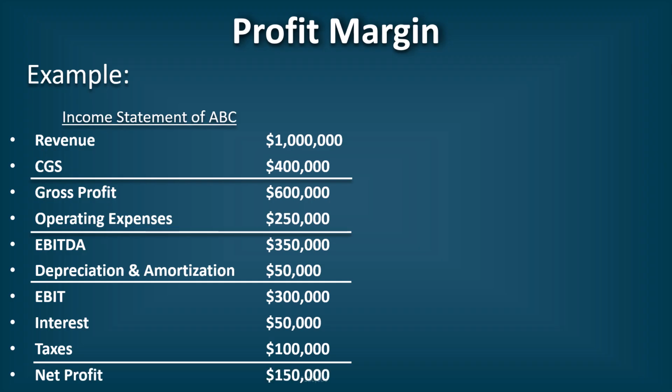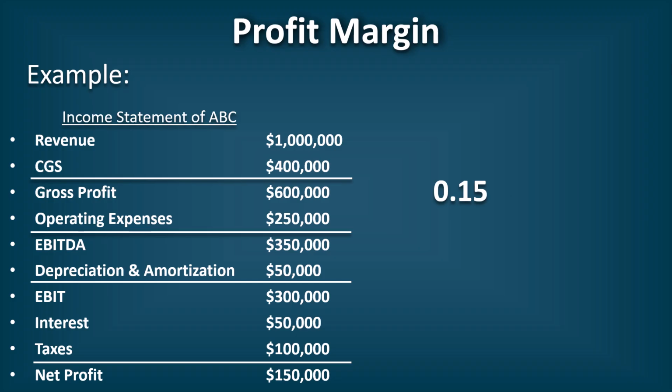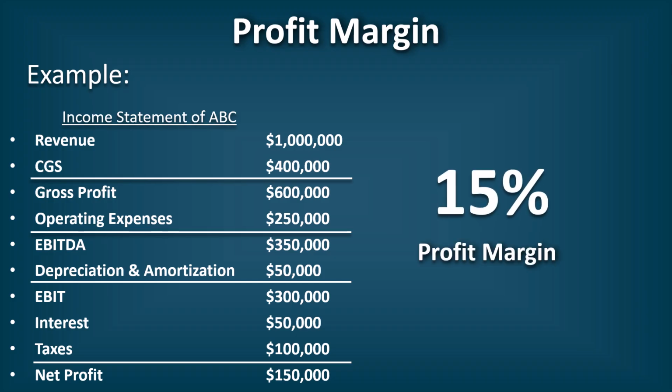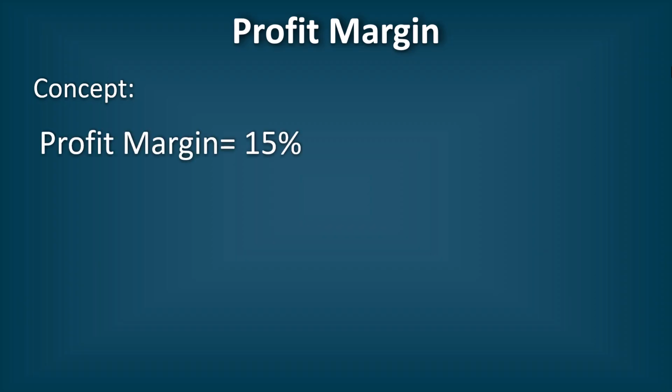Now we apply the profit margin formula. Net income, $150,000, divided by revenue, $1 million, equals 0.15. When we multiply by 100, we get 15%. So the profit margin in this example is 15%. Now, let's learn what the value 15% means conceptually.